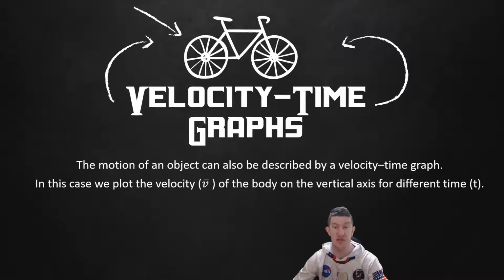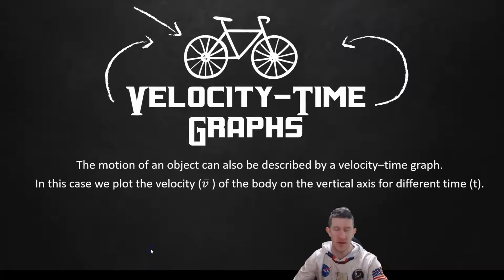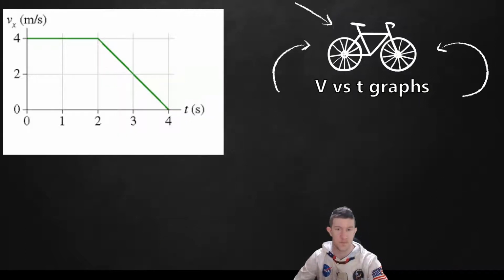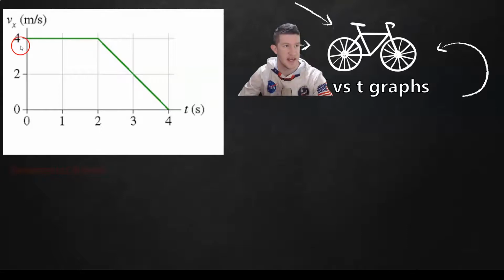Now let's look at velocity time graphs. The motion of an object can also be described by a velocity time graph. We've seen the distance time is how far you get from your home in a certain period of time. And now we're going to look at how fast you're moving at a certain period of time, your velocity. So we've got a velocity graph here. We can see that at time 0, we're moving at 4 meters per second. We continue to move at 4 meters per second for 2 seconds. And then our velocity is decreasing over the next time interval.